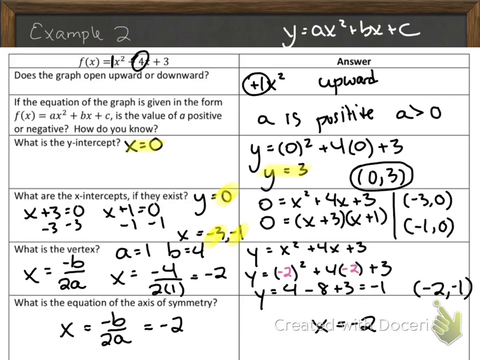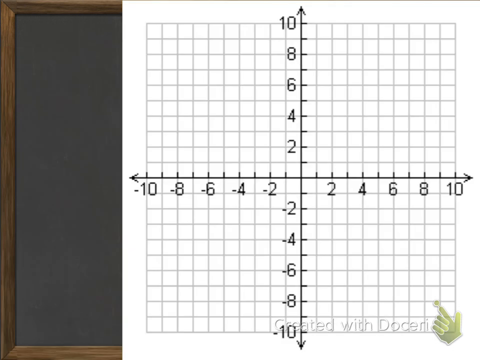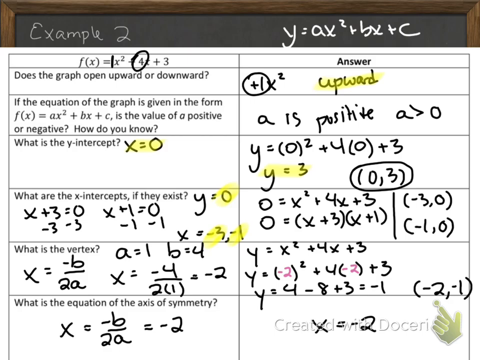So now that we have all this information, we can put it on our graph. So let's go through what we have. One piece of information is that we know that our graph is going to be oriented upward. So when I sketch this, notice that I'm going to be sketching it so that it looks like this. It's not going to be sketched like that. So that's the first piece of information.